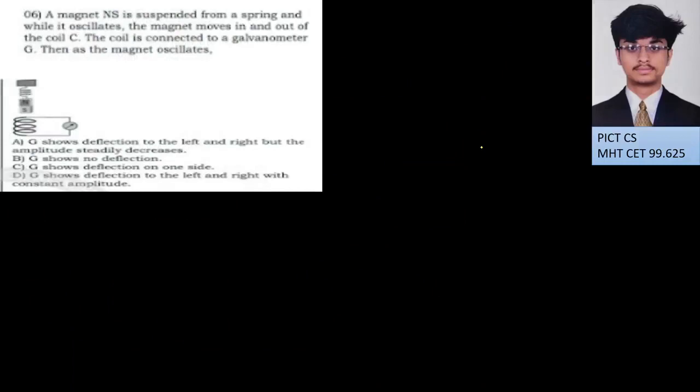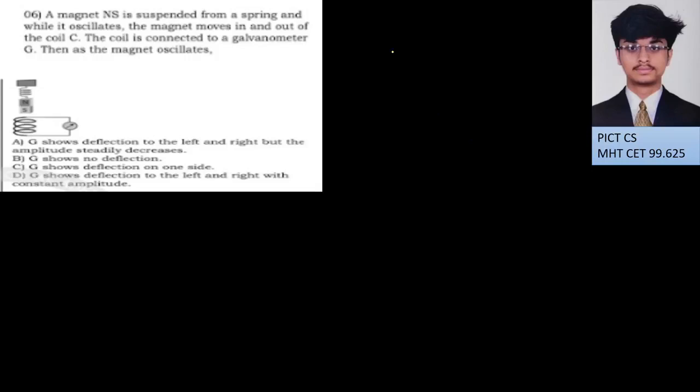A magnet north-south is suspended from a spring and it oscillates, and while it oscillates the magnet moves in and out of the coil C. The coil C is connected to a galvanometer. As the magnet oscillates, which of the following options is true?